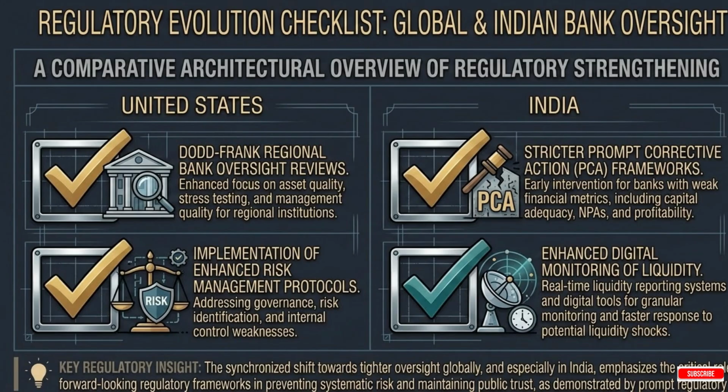Regulatory focus has shifted to architectural reform. The U.S. is reviewing regional bank oversight under Dodd-Frank. India is enhancing its prompt corrective action frameworks and strengthening digital liquidity monitoring.